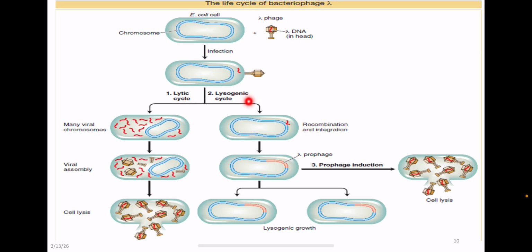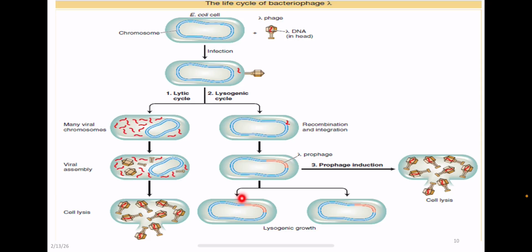The other one is when conditions are not favorable. In these cases, the genetic material is going to incorporate itself into the host chromosome. So it forms a prophage, and the prophage is going to lie dormant in the host chromosome. Whenever the host replicates, the virus is now inherently part of the host chromosome.